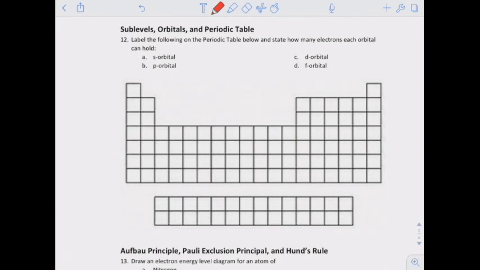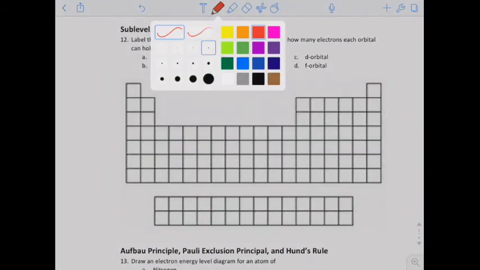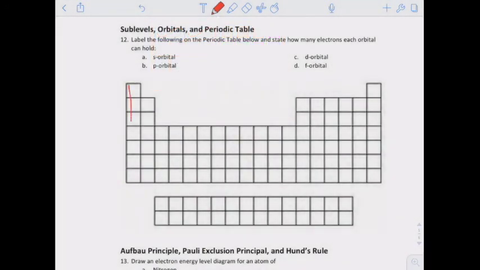So on our periodic table, it says label the following and state how many electrons each orbital can hold. When we're looking at the s orbital, let me change it to my highlighter, it is right here, and it can only hold 2 electrons.